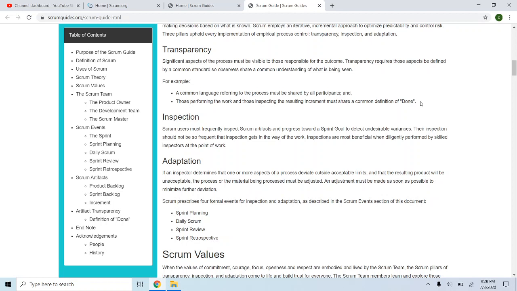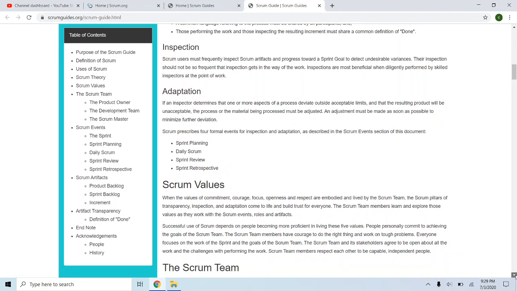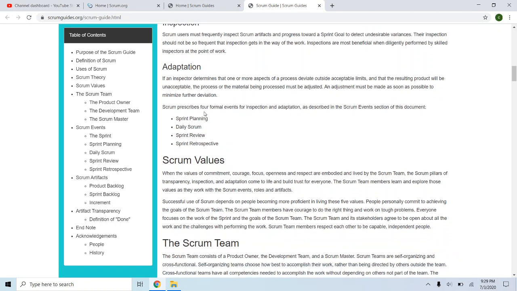Then you will see inspection. It's all about inspecting the work to continue to meet a sprint goal, which we can discuss shortly. And then adaptation. So the inspector determining that aspects of a process deviate outside of the limits, then the process needs to be adjusted. So there are four events for these pillars to essentially be completed or implemented. You have sprint planning, daily scrum, sprint review, and sprint retrospectives.